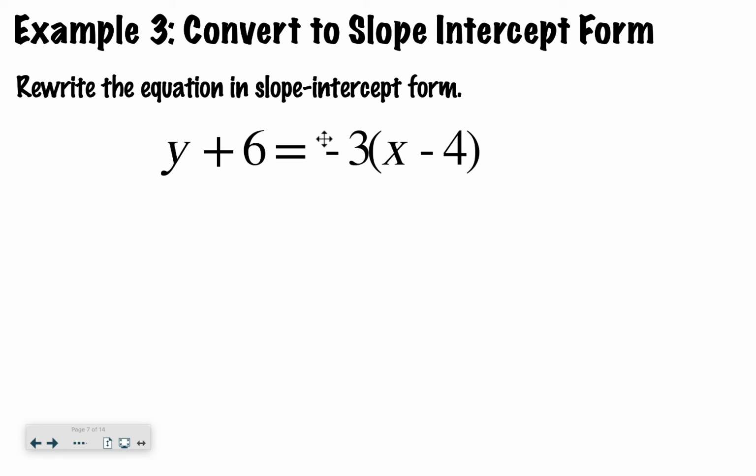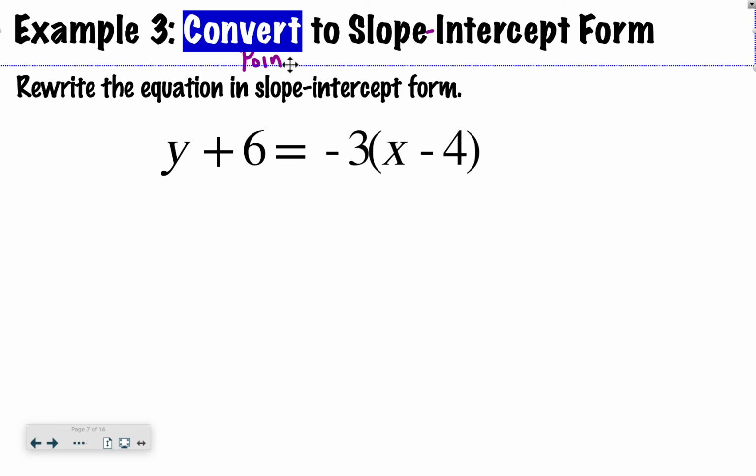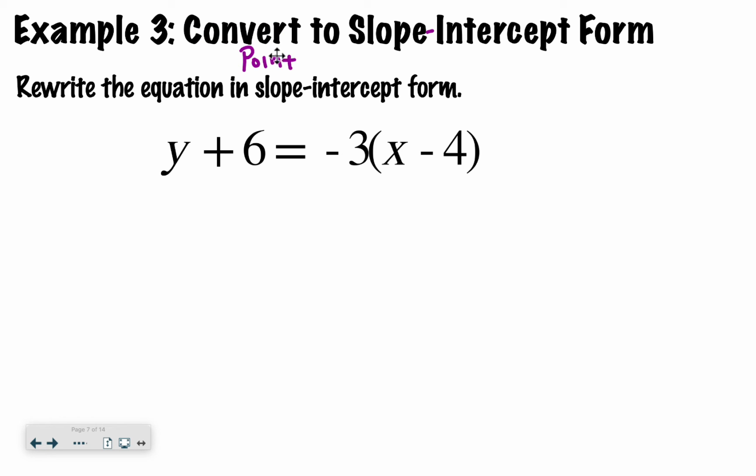So now we are going to practice converting to slope-intercept form. And this time, again, we're starting with point-slope. We're going from point-slope to slope-intercept in this example. Okay, so this tends to be pretty straightforward. The first thing you're going to do is distribute to get rid of the parentheses. So I say y plus 6 equals negative 3 times x, which is negative 3x. Negative 3 times the negative 4 is a positive 12.